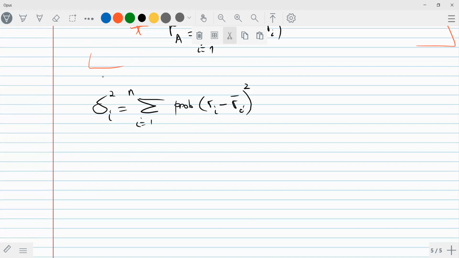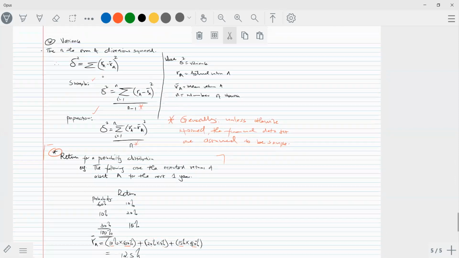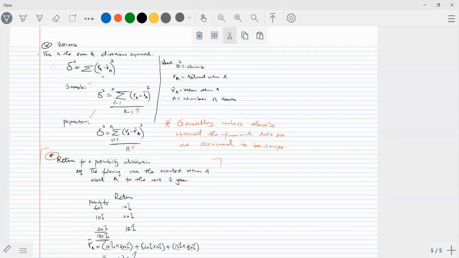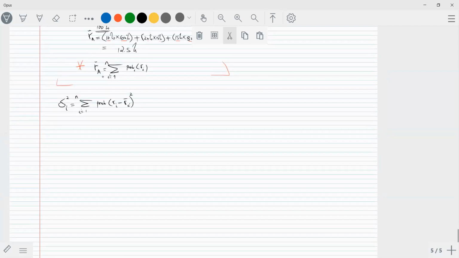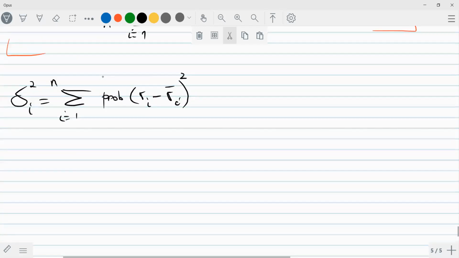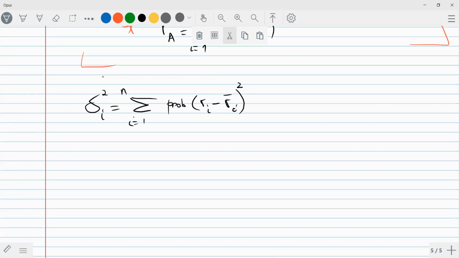Hope it's all clear. Having done that, our next measure of risk: the first one we have discussed is the variance. Now we can also use what is referred to as the standard deviation. So next, let's discuss part C, the use of standard deviation.